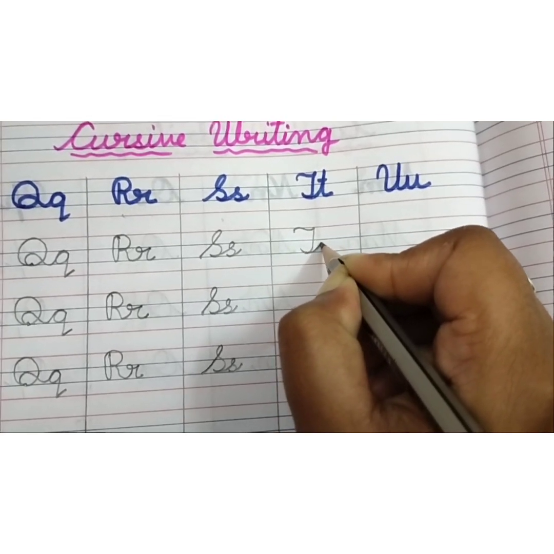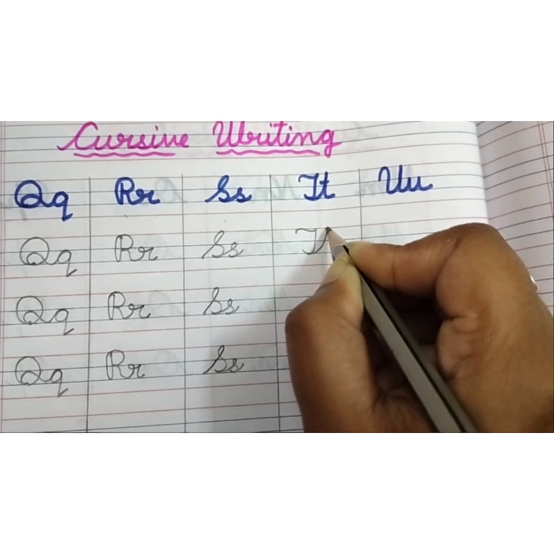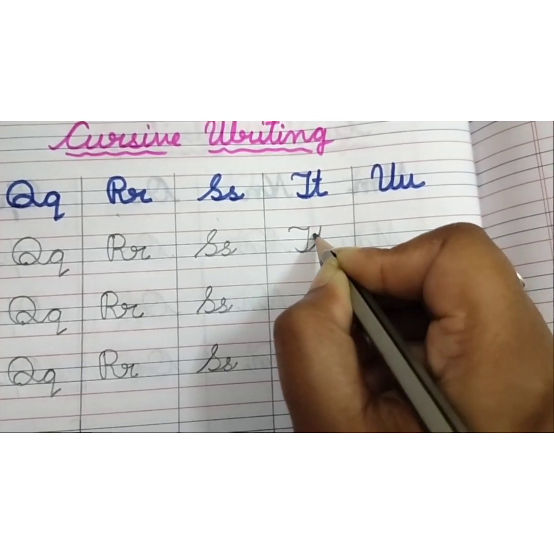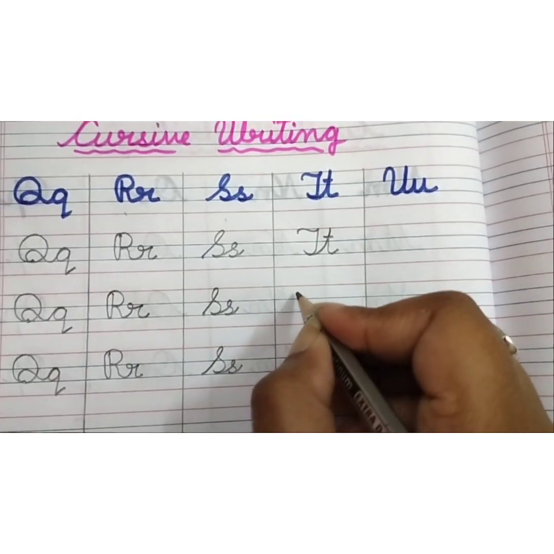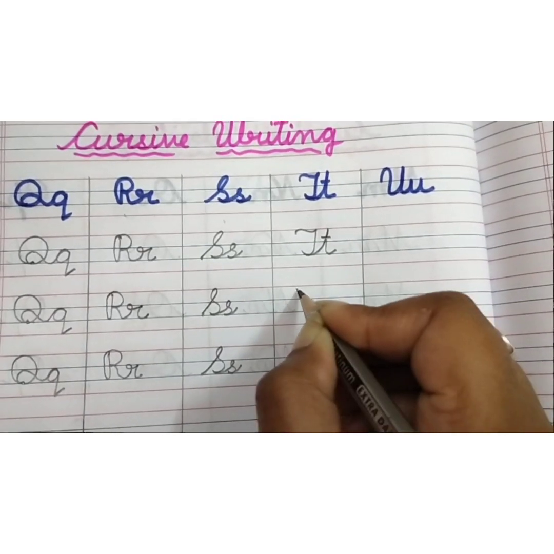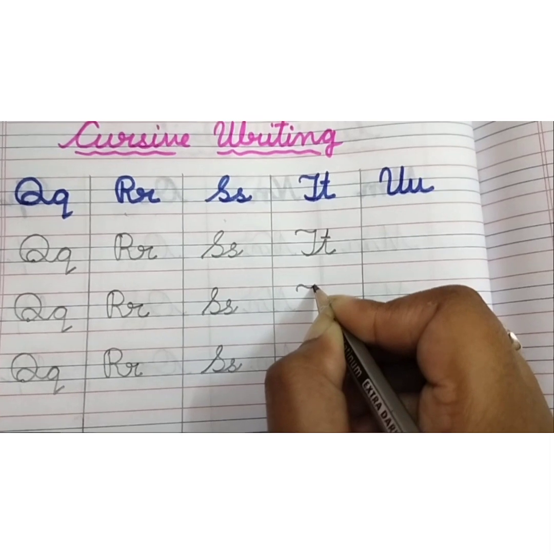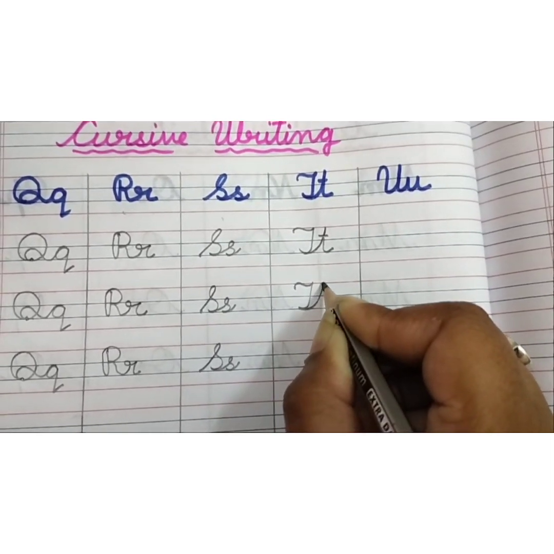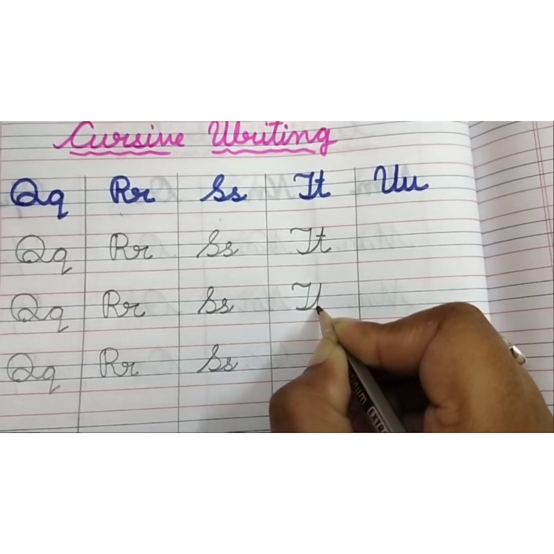From here, we will go again up to the red line for writing small letter T. We will join and we will write small letter T. Again, this is our starting point. From here, we will come down to the blue line, then we will go up, we will join and we will write small letter T.